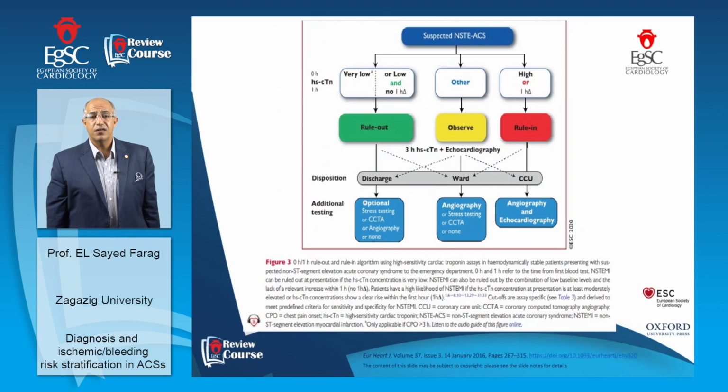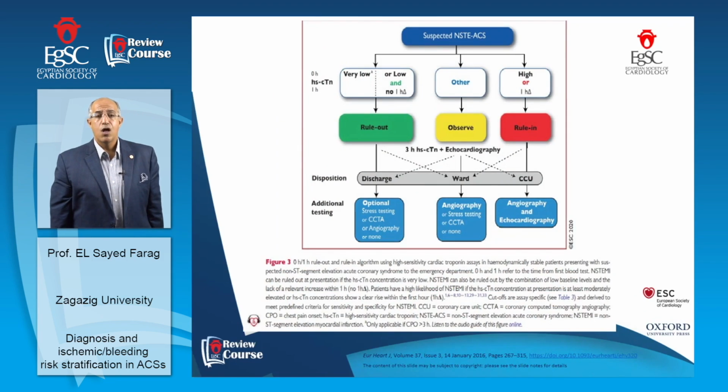Again here, for suspected non-ST-segment elevation acute coronary syndrome, the guidelines confirm the use of the baseline level, which if it is very low, or if the change after 1 hour, which is the new recommendation to do, 0 to 1 hour, is still low, this will rule out acute coronary syndrome, and the patient should be discharged with optional stress testing or CT, or even angiography if the patient is high risk or if stress testing is positive.